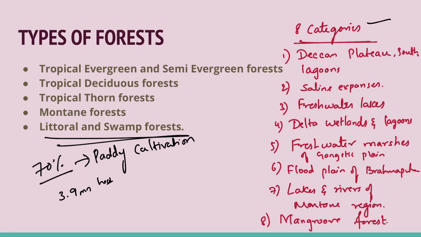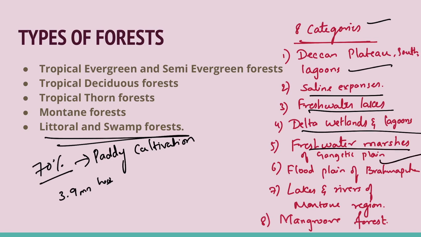The reservoirs of the Deccan Plateau in the south, together with the lagoons and other wetlands of the southern west coast. The west saline expanses of Rajasthan, Gujarat and the Gulf of Kutch. Freshwater lakes and reservoirs from Gujarat eastwards through Rajasthan and Madhya Pradesh. The delta wetlands and lagoons of India's east coast. The freshwater marshes of the Gangetic Plain. The floodplains of the Brahmaputra. And the marshes and swamps in the hills of northeast India and the Himalayan foothills.